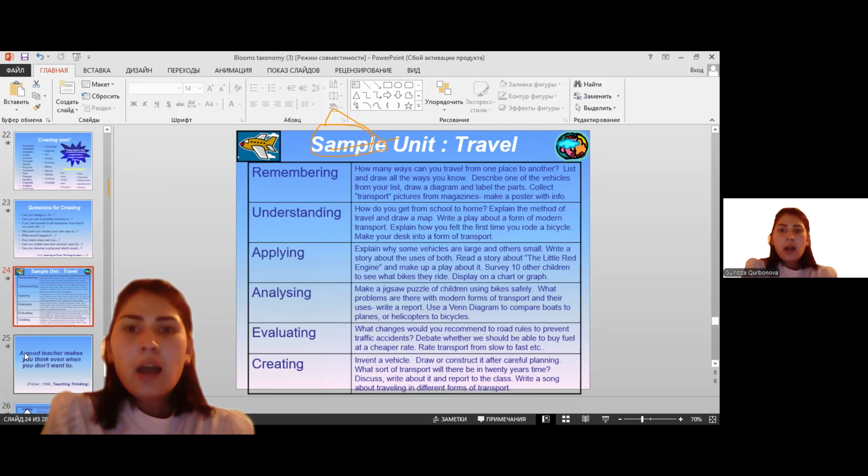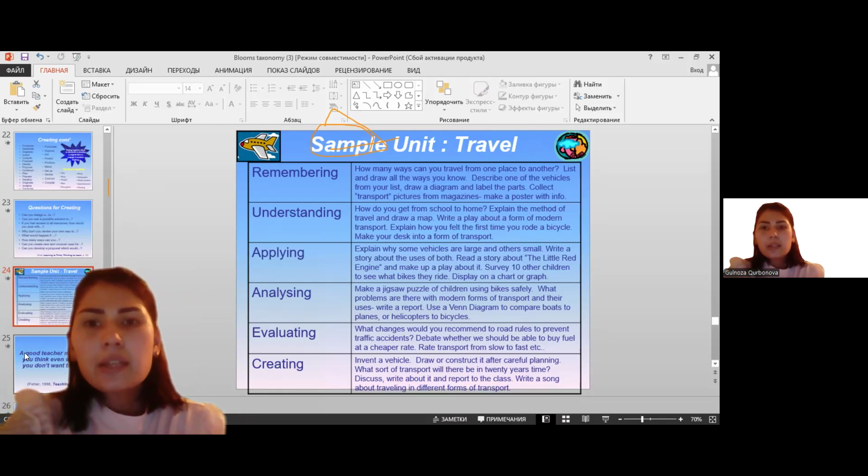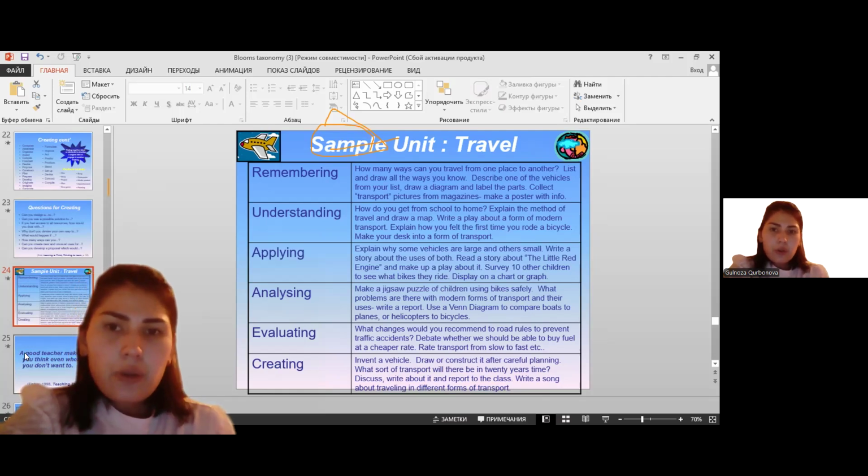Understanding. How do you get from school to home? Explain the method of travel and draw a map. Write a play about a form of modern transport. Explain how you felt the first time you rode a bicycle. Make your desk into a form of transport.